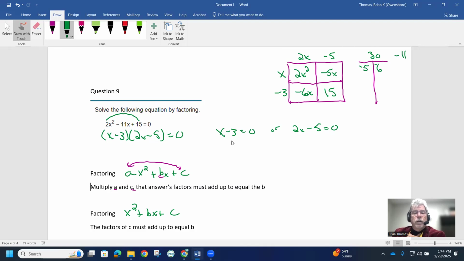If we solve these equations, well, this one's not so bad, x equals 3. But this one's got a couple of steps. You have to move the 5 over, so 2x is equal to 5, and then divide each side by 2. So that equals 5 over 2. So we have two answers, 3 and 5/2. So that would be our two answers: x is going to equal 3 and also 5/2.